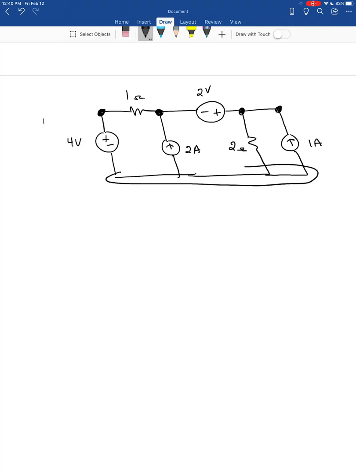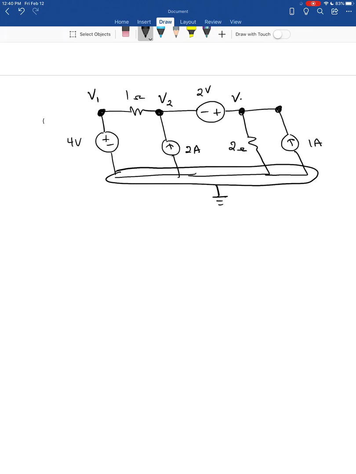We have 5 nodes in this case, so we'll do that, and we'll choose the reference. We'll choose it at the bottom. You want to be sure you choose the reference at one of the voltage sources, either the 4-volt or the 2-volt. The reference does not have to be at the bottom, but we'll do it this way, because that's what we've been doing.